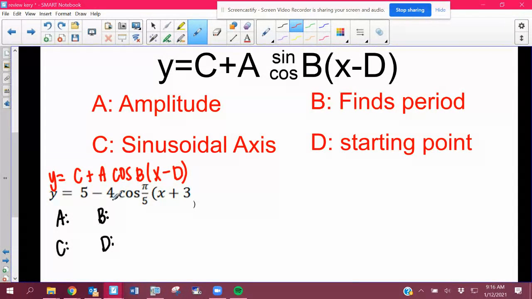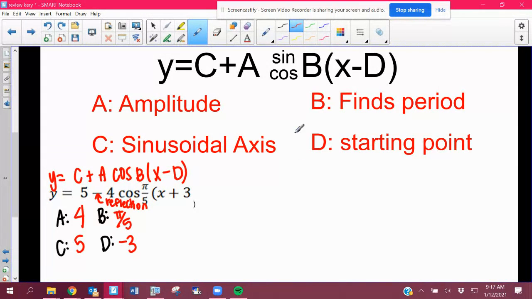So my a value would be 4. Remember, you're not going to put that negative in here. This negative tells me something about a reflection, which we will deal with in a moment. Okay, my b value is whatever's in front of those parentheses, so pi over 5. My c value is 5. And my d value, be careful, in the normal equation it's a minus. Here's a plus, so that makes this negative 3.